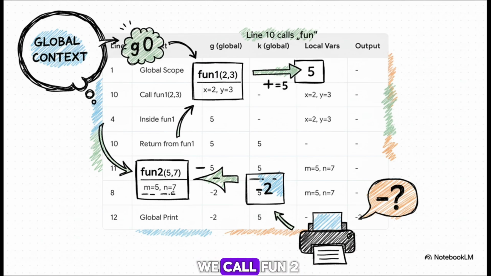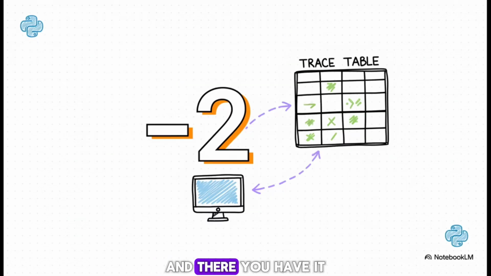Next up, we call fun2, passing in k, which is 5, and 7. Inside fun2, m becomes 5 and n becomes 7. Again, global g gives us permission to change the main scoreboard. g is updated to m minus n, which is 5 minus 7, giving us -2. And finally, that last line just prints the current value of our global variable, g. And there you have it. The final output is -2. The trace table doesn't lie.